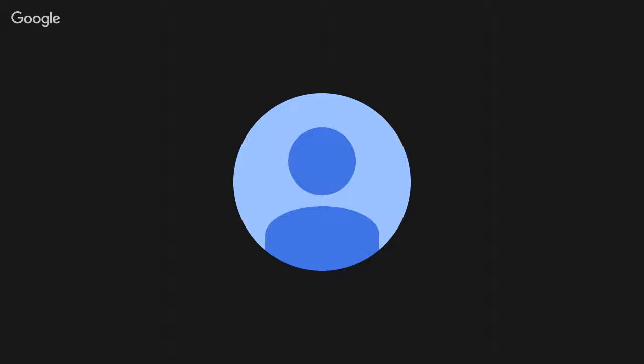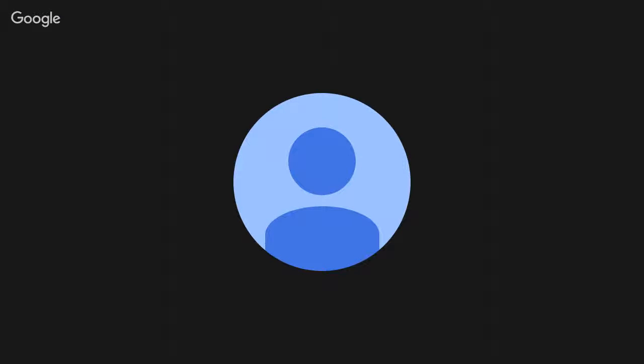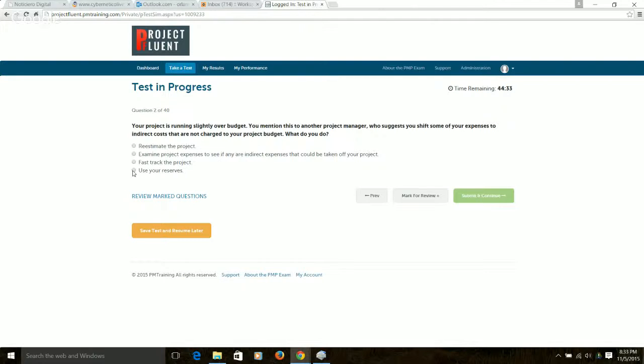So what are the answers again? The first one is re-estimate the project. The second one is examine project expenses to see if any are indirect expenses that could be taken off your project. The third one is fast track the project. And the fourth one is use your reserves. Well, if you have reserves on the project, you use them. There you go. That's exactly it.